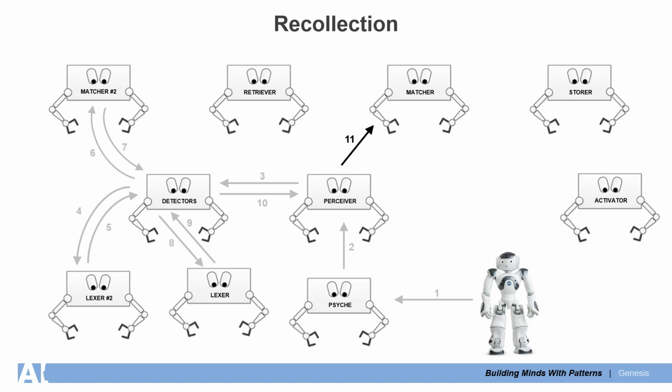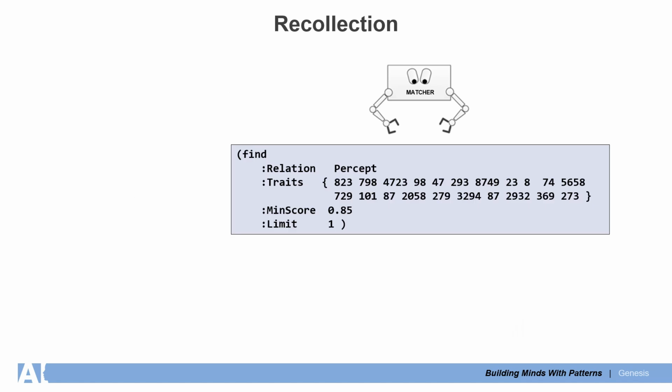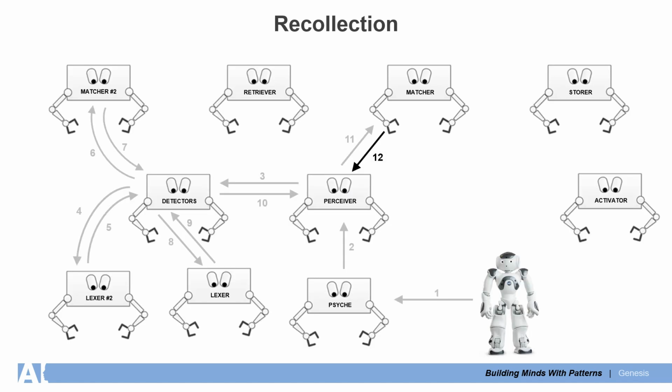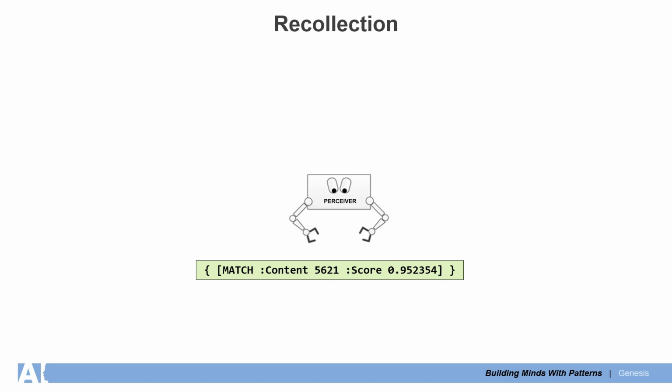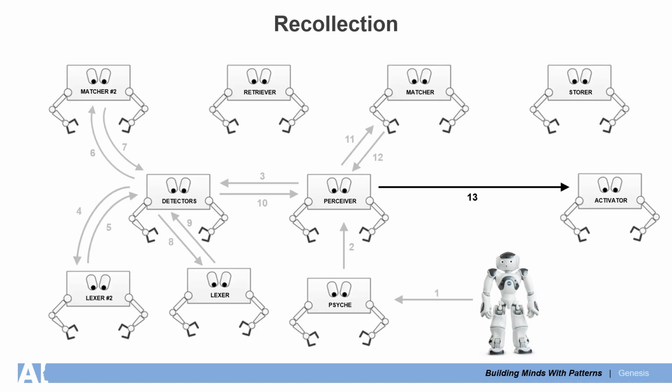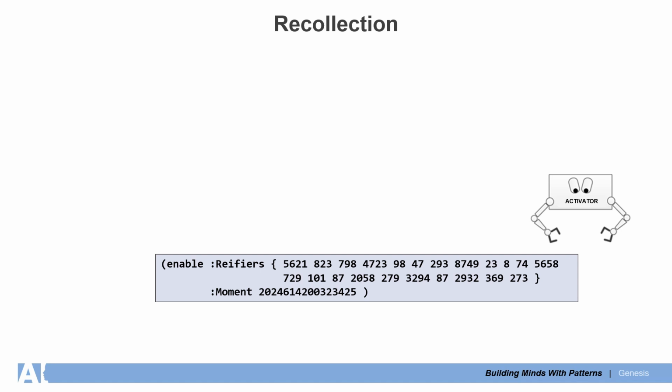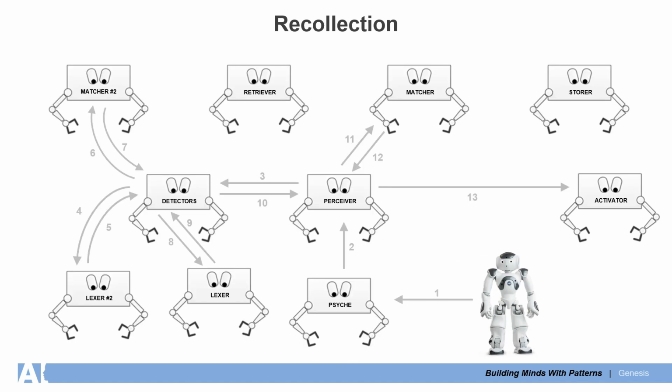The perceiver matches the features of the percept. And the matcher finds a match, which is recalled, essentially, and activates that match. And the features, both the percept and its features, are enabled. And that is recollection.